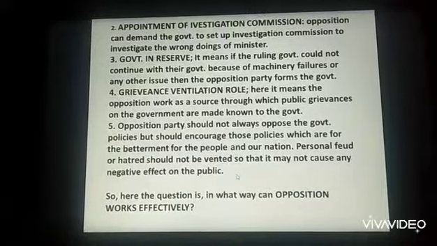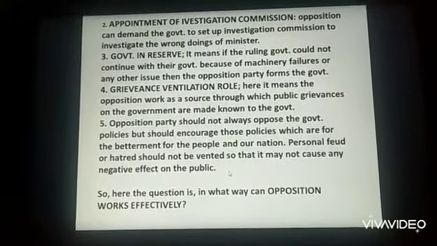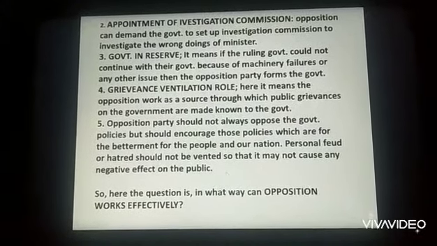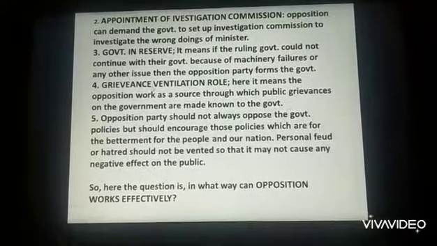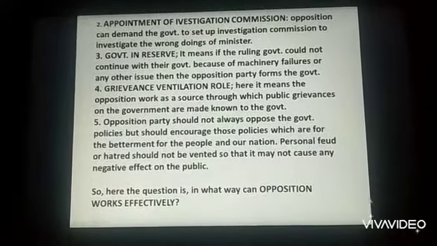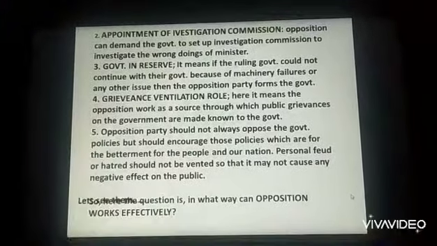So here are a few questions. In what way can an opposition work effectively? How can they act as a grievance ventilation? How can they act as a government in reserve, or in many other ways? How can they work effectively? Let's see some of the things.